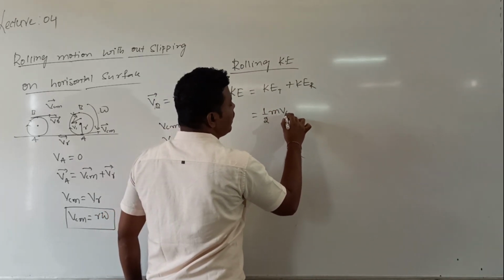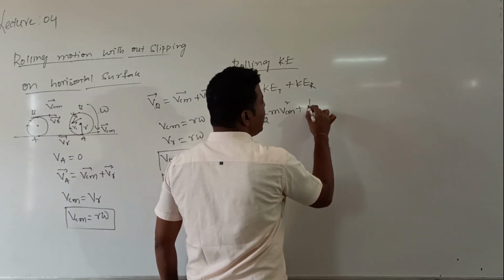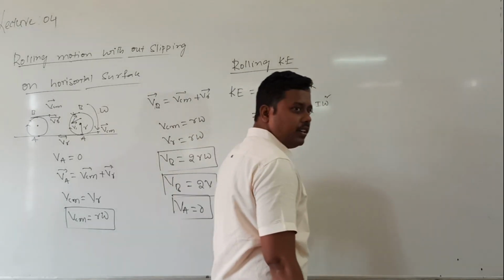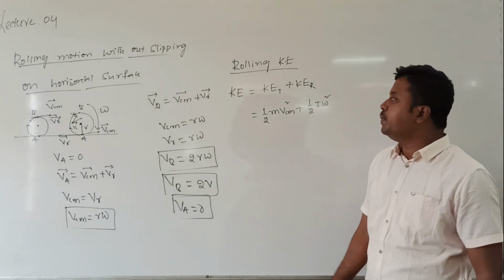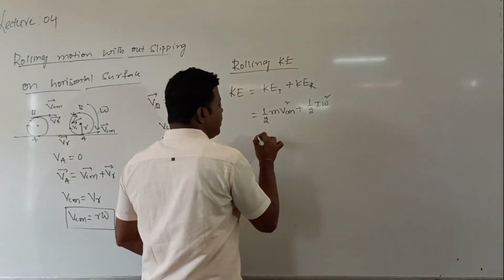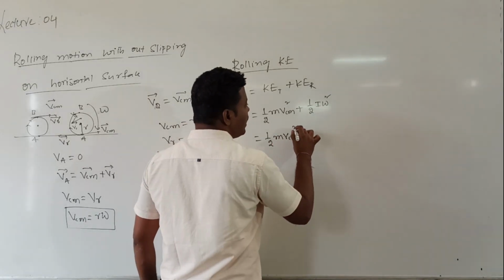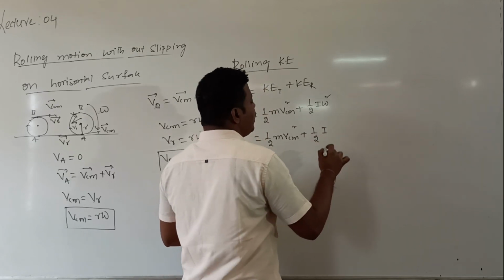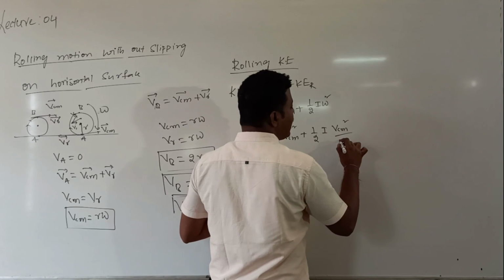Translational kinetic energy will be expressed in terms of the velocity of the center of mass: 1 by 2 into m into vcm square. And what about the rotational kinetic energy given in the last class? 1 by 2 into I into omega square. Omega is the angular velocity, I is the moment of inertia. Then this can also be written as 1 by 2 m vcm square plus 1 by 2 into I into omega, where omega can be written as vcm by r whole square, vcm square divided by r square.